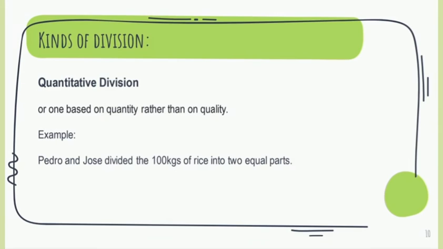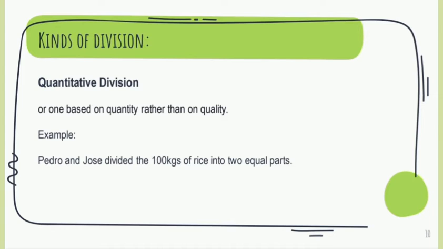So next is quantitative division or one based on quantity rather than on quality. So from the word itself, quantity, so nakabase siya sa number or measurement ng isang bagay. So for example, Pedro and Jose divided the 100 kilograms of rice into 2 equal parts.